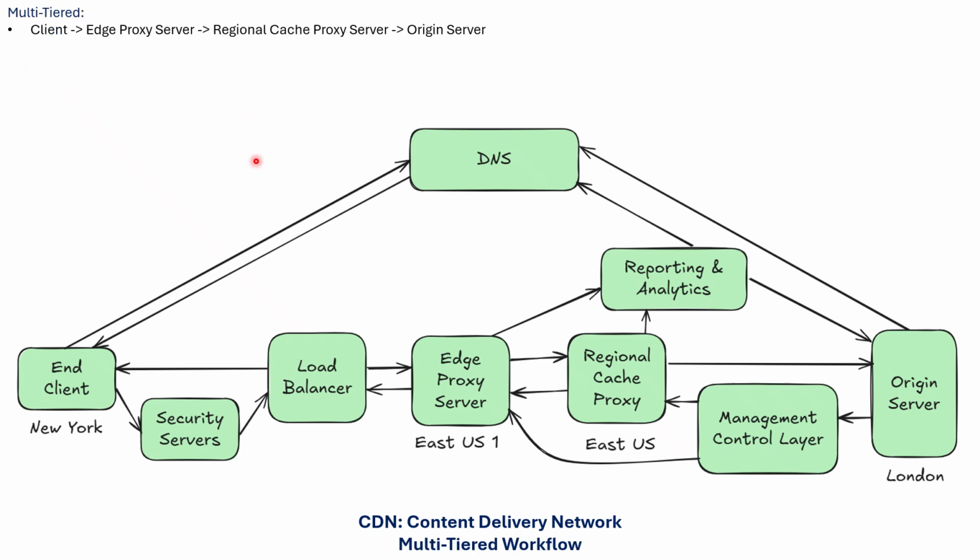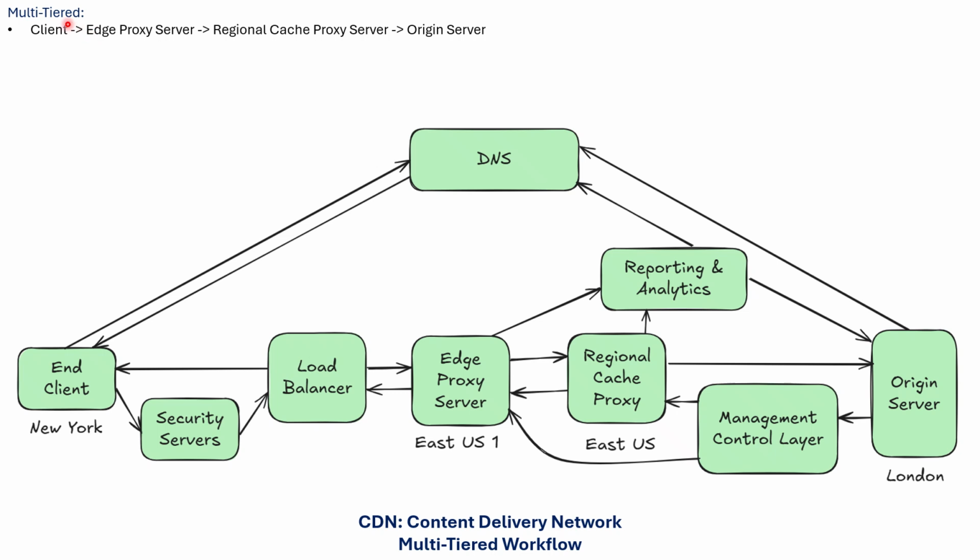Let us now talk about the multi-tiered workflow. When a viewer who is sitting in New York requests a movie, the edge proxy server first checks its own cache, whether the movie is available or not. If it's available, we call it a cache hit. If not, we call it a cache miss. In that case, the edge proxy server checks with a regional cache proxy. Now this regional cache proxy is present in East US. If it finds that movie, it will give it back to the edge proxy server. But if not, then ultimately it needs to go to the source of truth, which is in London.